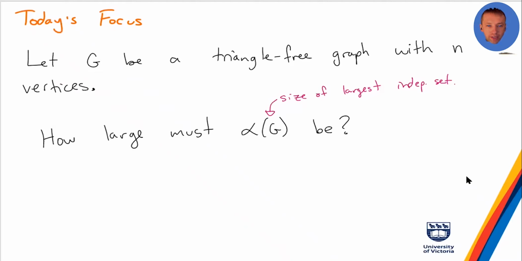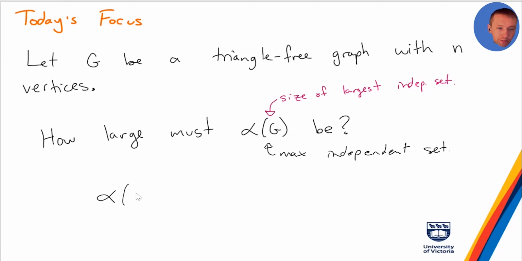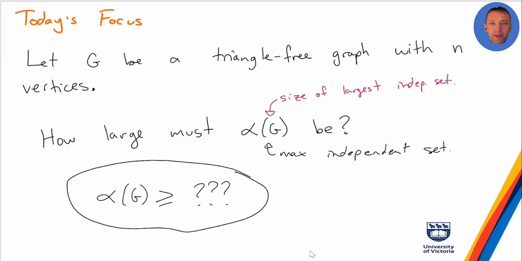So here's the question we're going to focus on today. Suppose I've got a triangle-free graph with n vertices. How big must alpha be? Alpha of G, remember, is the maximum size of an independent set. So in other words, we want to prove a lower bound, that it's at least something.